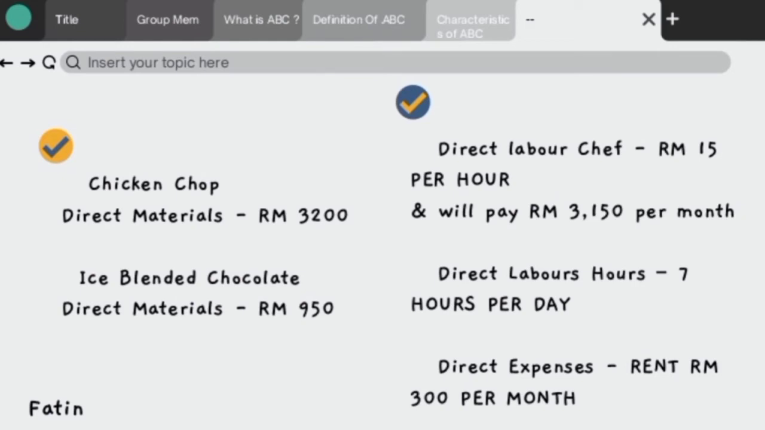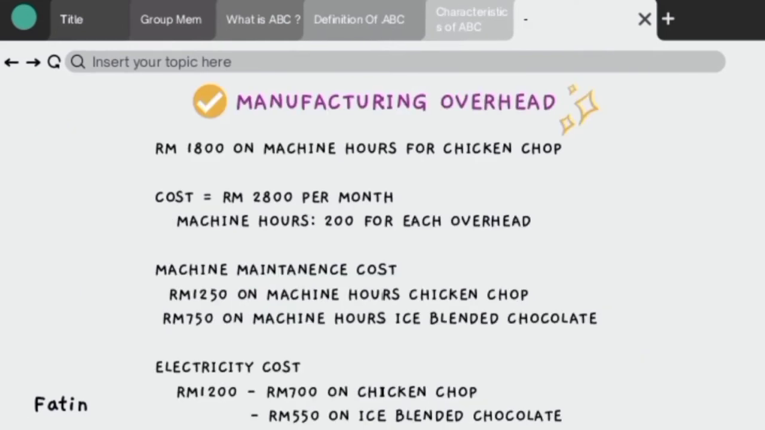First, direct material for chicken chop is 3,200 ringgit and 950 ringgit for ice blended chocolate. And direct labor for the chef will be paid 3,150 ringgit per month, and direct expenses like rent will be 300 ringgit per month. And this is the information about manufacturing overhead such as machine maintenance costs and electricity costs.